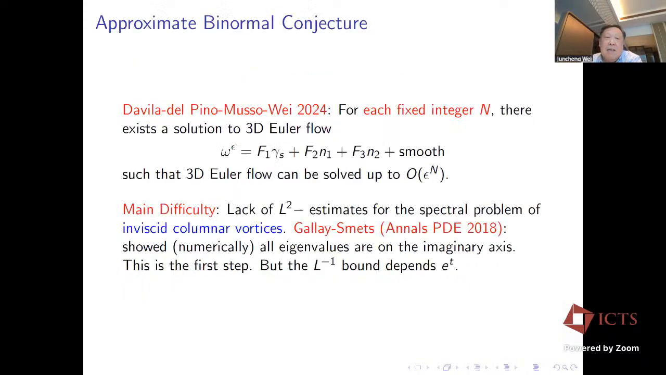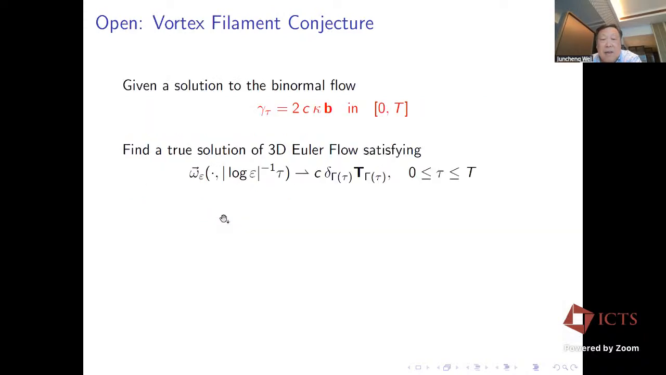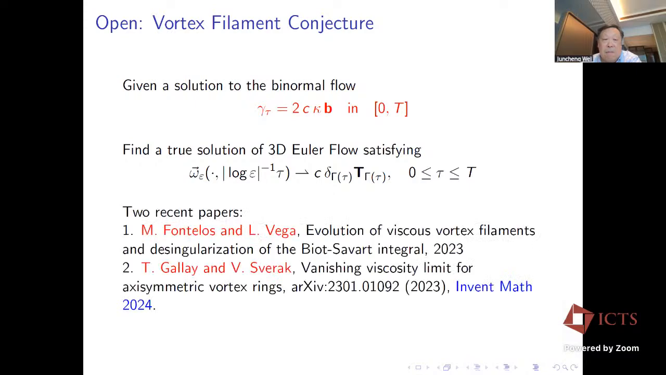And the problem is, for the vortex filament conjecture, you can improve the error, but you don't have the L2 estimate, like we had for the inner problem. This is the difficult part. So this is the final slide. This is still very much open, the vortex filament conjecture.